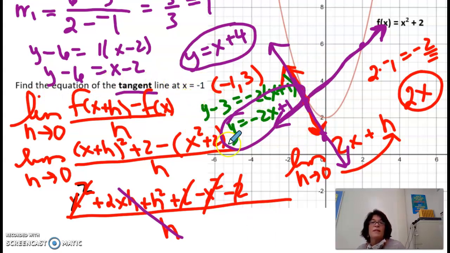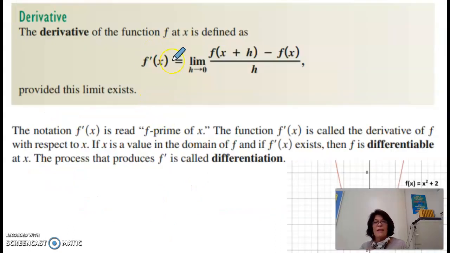So we need the slope of the tangent line, and I found this formula for it. It's the derivative. It's the new word, derivative. Derivative is the instantaneous rate of change of a function. The derivative of a function is denoted by a new notation, so please make note of it: f prime of x. The notation f prime of x is read f prime of x. The function is called the derivative of f with respect to x.